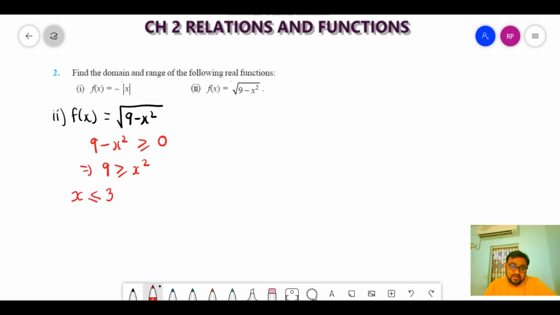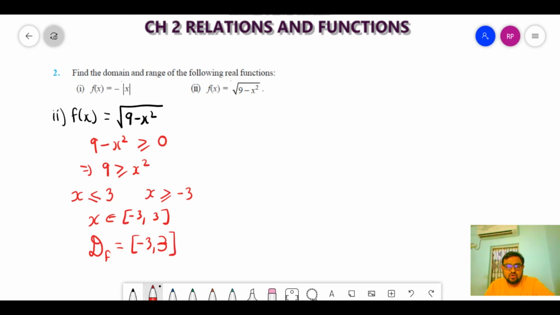On the other side, if the value of x is less than minus 3, let's take minus 4, then the square will be 16. Again, it will be greater than 9. So the other limit is that x must be greater than or equal to minus 3. Clear? So the value of x lies between minus 3 and plus 3. So the domain of the function, the values of x that we can take, is close bracket minus 3 to plus 3, close bracket.